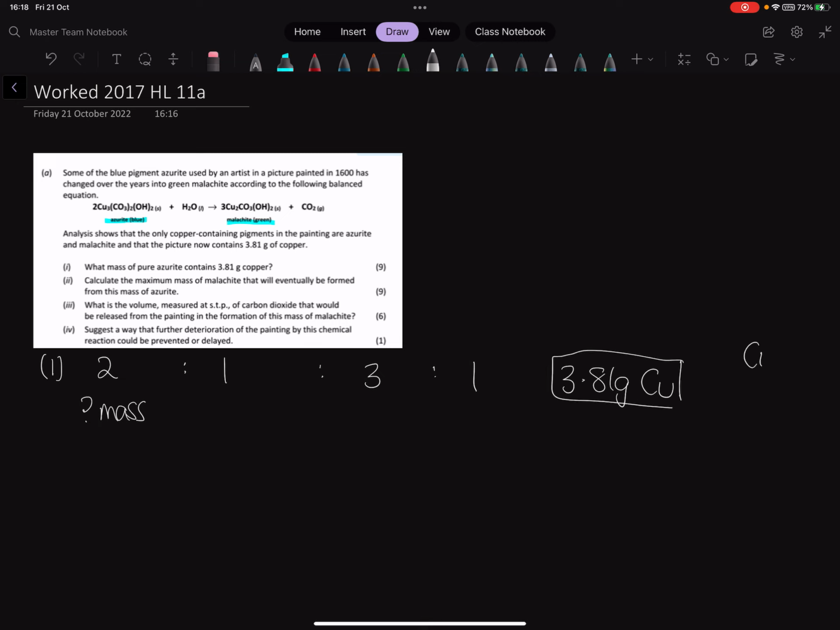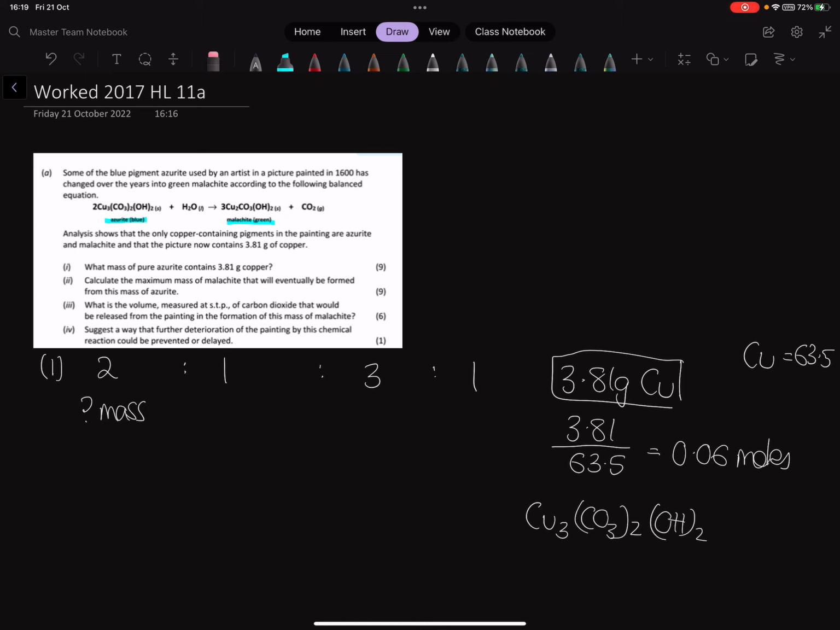And we know from our periodic table, and it's in grams, that we need our mass triangle. So copper here is going to be 63.5 grams. So what we are going to do is 3.81 divided by 63.5, and we're going to turn that into moles, 0.06 moles. So we are interested in the azurite, and the azurite has a formula of Cu3(CO3)2(OH)2. So we're now looking for the mass of a compound when we only have information on this part of it, believe it or not.